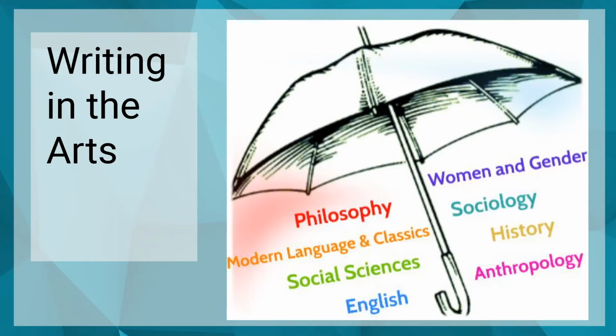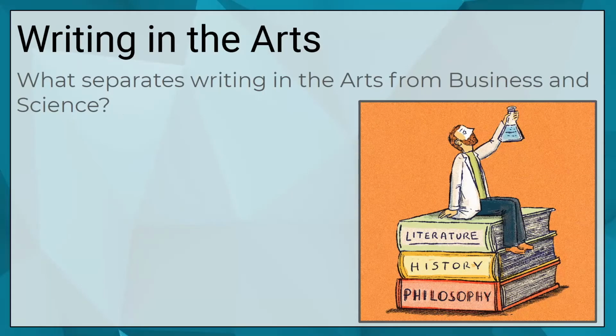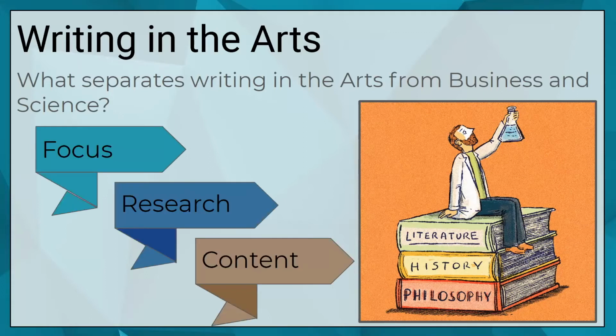Also, sometimes disciplines might split into smaller disciplines. For example, sociology at St. Mary's has split to some degree, and now you've got a social justice department and a sociology department, while not too long ago there was one department that had both elements. What distinguishes writing in the arts from other disciplines? We can generally make distinctions between what the arts focus on, what the research focuses on, and what constitutes the content of arts in contrast to business and science.